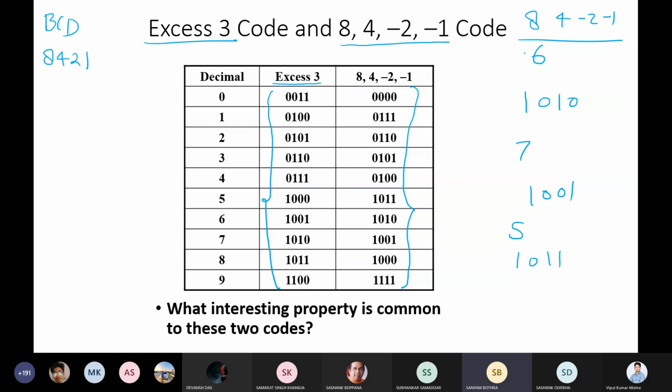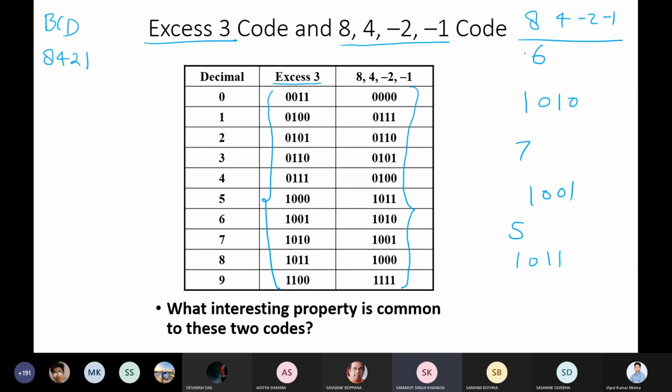Sir, the second bit is common. Second bit is common where? In XS3? So in XS3, the -2 and -1 digits are reversed compared to 8, 4, -2, -1. So the last three are getting interchanged and the first element remains the same.